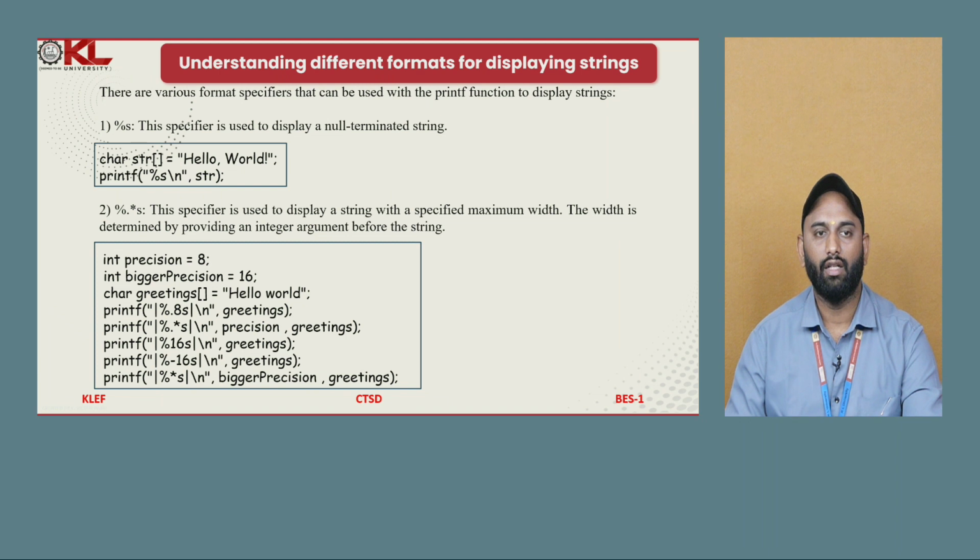Now we are going to see different formats for displaying strings. There are various format specifiers that we can use with the printf function to display strings. The first one is %s. This specifier is used to display a null terminated string. Here we can see char str[] equals hello world, printf %s comma str. In this example, the format specifier %s is used to print the string, that is, str is holding the data hello world.